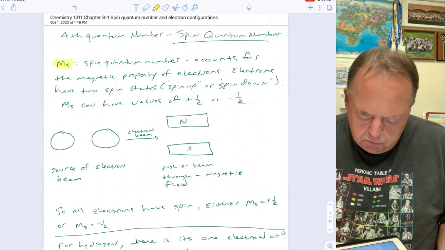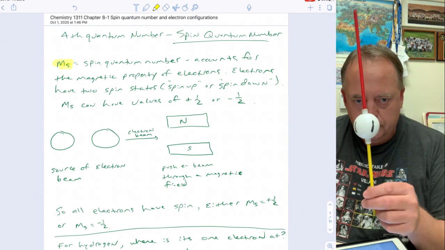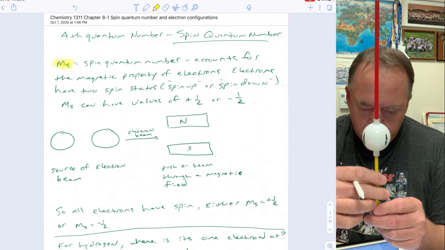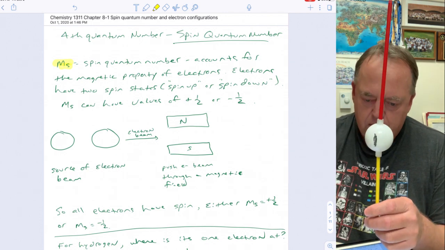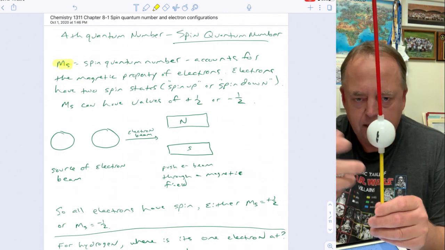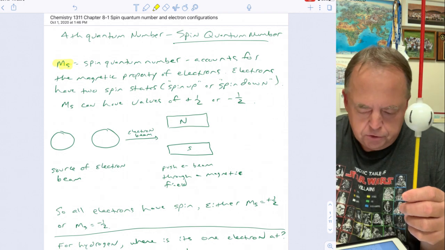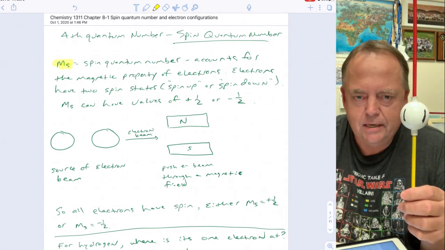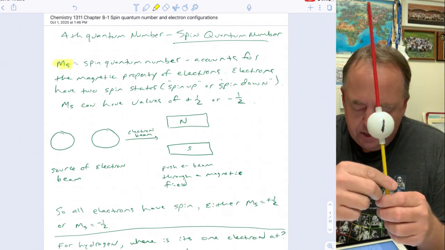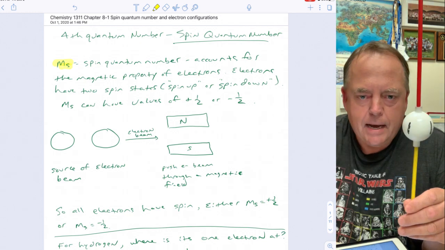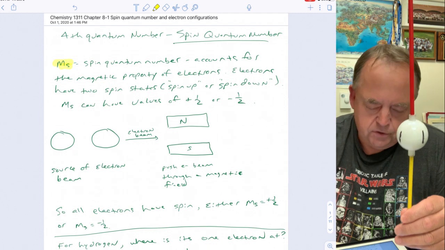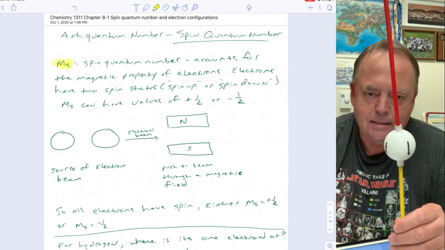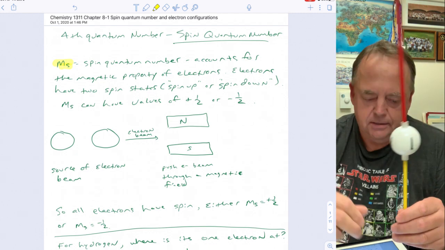So let's try to explain this in a little bit more detail. If this is an electron, and it's spinning, all moving charges have electric fields, and most of you will probably take physics 2 at some point and study electricity and magnetism. Any electric field also has a magnetic field associated with it. So this electron has its own magnetic field, so it's like a tiny magnet.